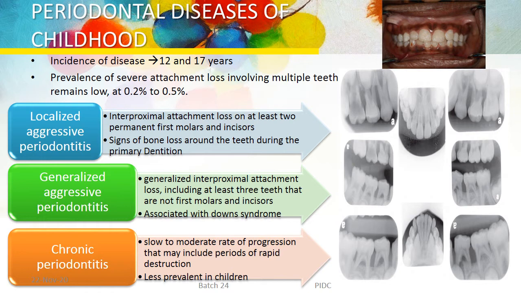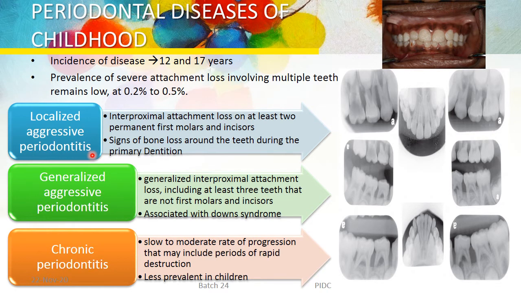Coming on to localized aggressive periodontitis, this generally occurs in and around the pubertal age. Here you could see interproximal attachment loss on at least 2 permanent teeth, which includes the first molar region. You can see all the molars being involved, and the incisor region. If 2 permanent teeth are involved with interproximal attachment loss, then we consider a provisional diagnosis of localized aggressive periodontitis, especially if it occurs in children.